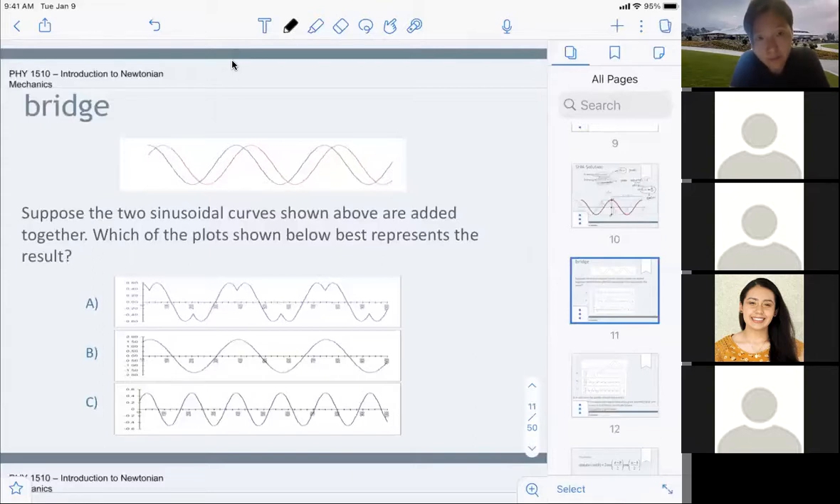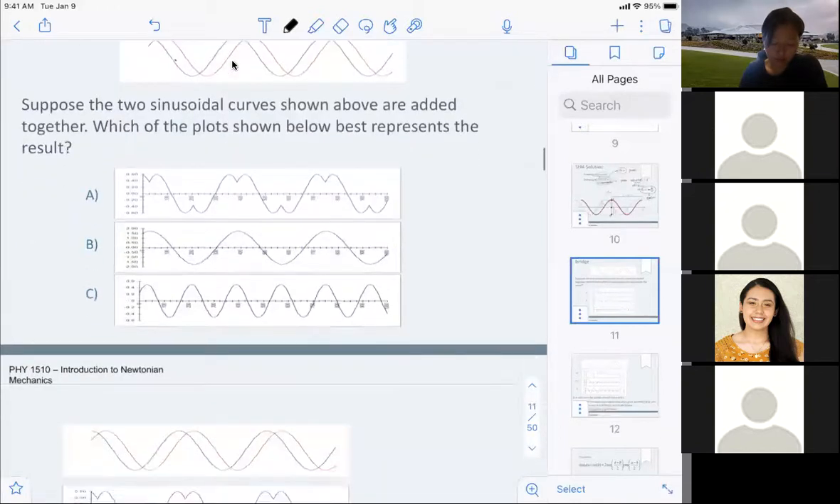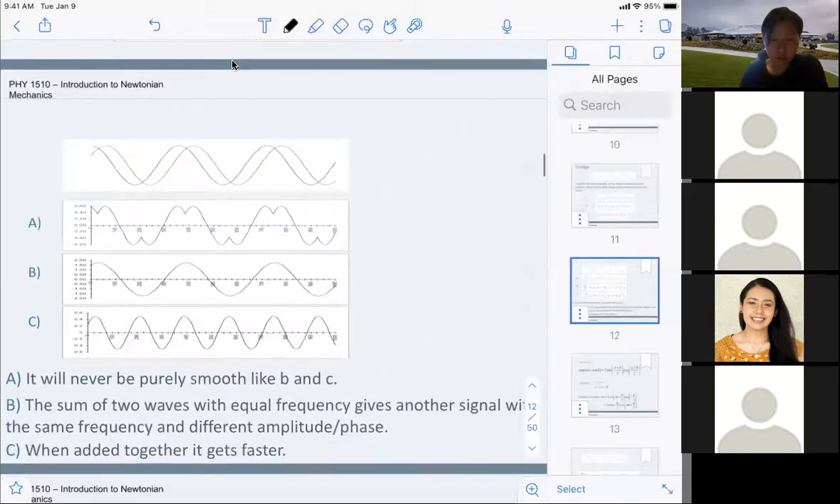Let's just add two. So we have this blue one and this red one. If we put them together, what do you think the overall curve will look like? What do you think the overall signal will look like? It might be choice A, B, or C. There are different reasons you may choose different choices. For example, if you choose choice A, you might think, well, you're superposing these two together, so how could it be purely smooth? Maybe there should be a dip somewhere. So I'm going to choose A.